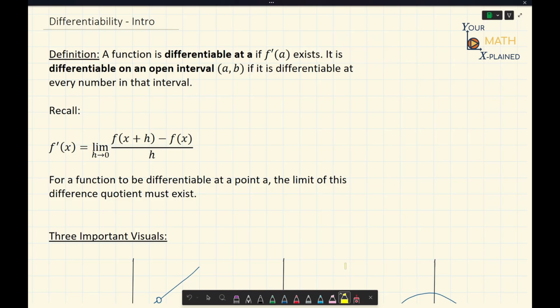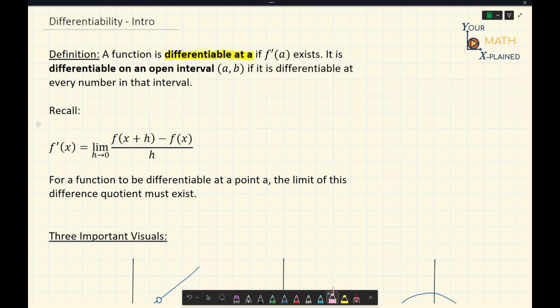And now let's start with a definition. A function is differentiable at a if f prime of a exists. It is differentiable on an open interval (a, b) if it's differentiable at every number in that interval.